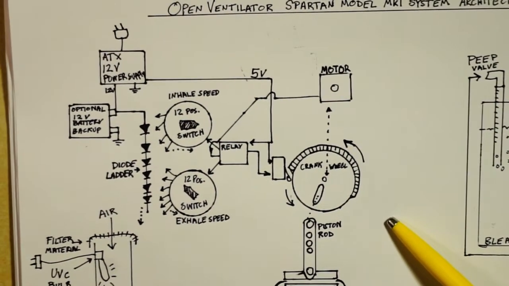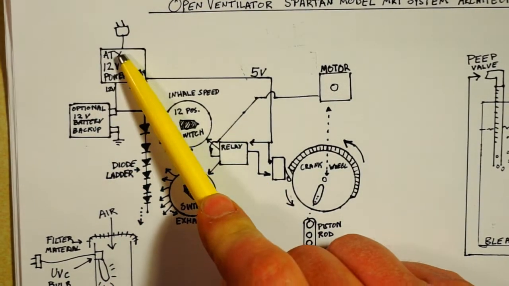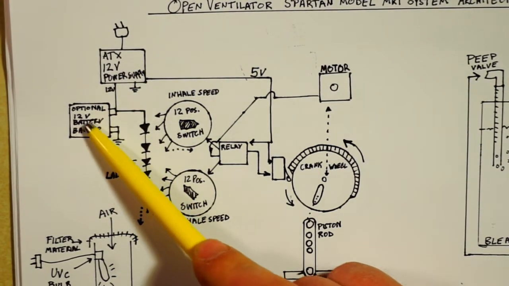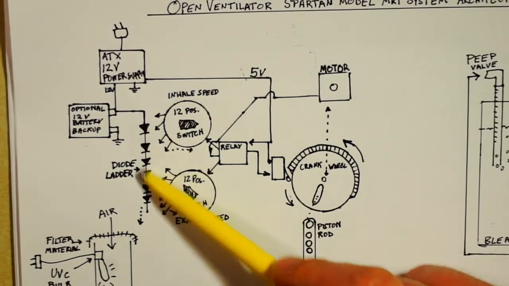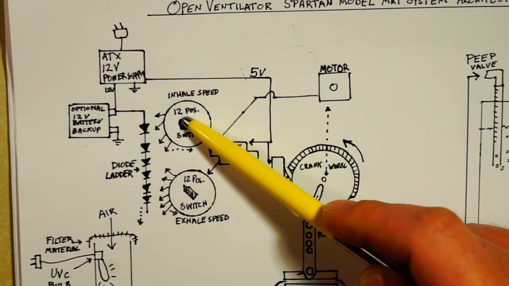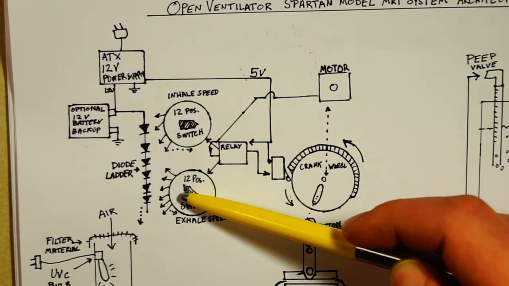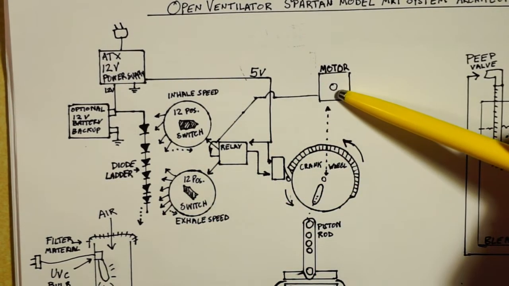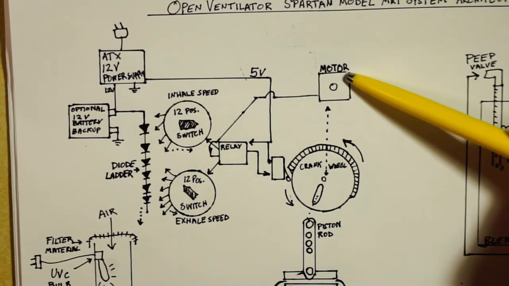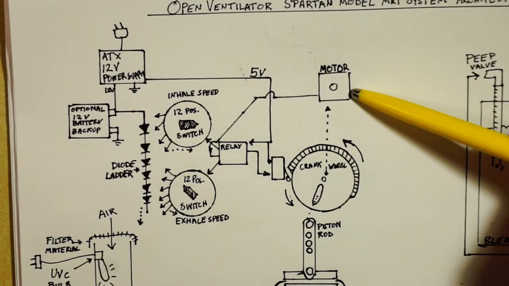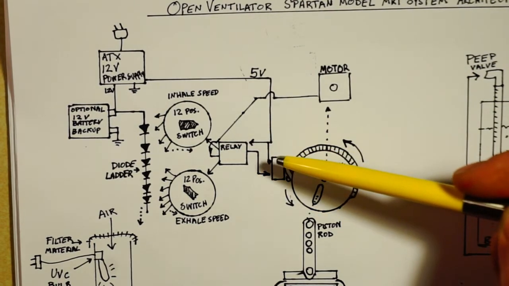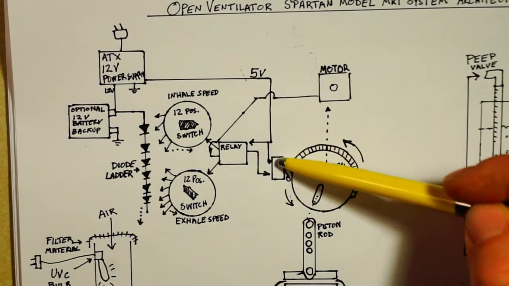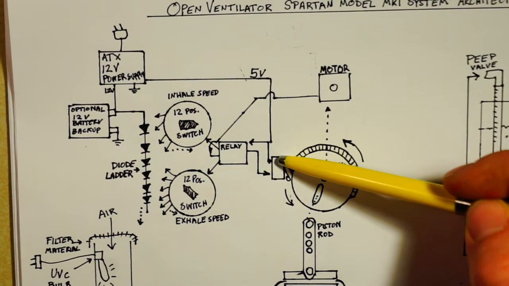So the electronics consists of a power supply, an optional car battery backup, a diode ladder, and we'll see the function of that later, two 12-position switches, a motor. This is a car windshield wiper motor. I'm using a Bosch out of a Jetta. And then a limit switch and a relay. And this relay can be replaced with a bigger limit switch, and we'll look at that later.